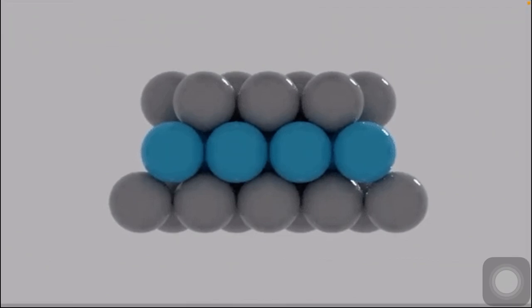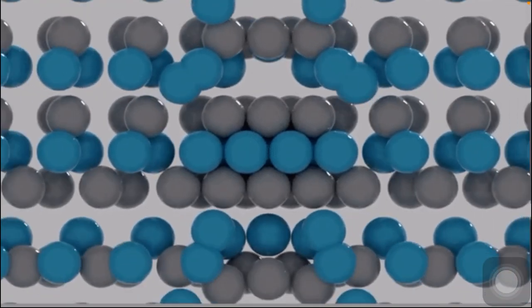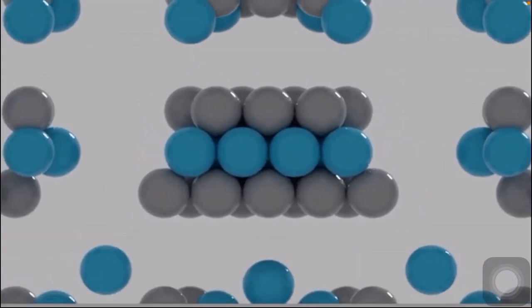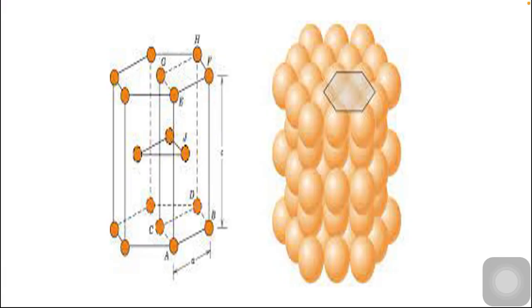So in this way, if we join all these atoms, then it will lead to a crystal structure. This is AB type packing. Clear? Now this is the unit cell for this type of stacking, which is a hexagonal close packing.